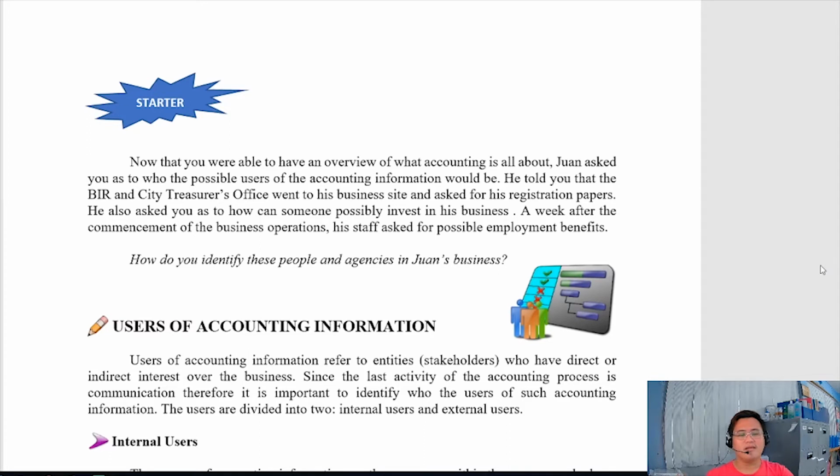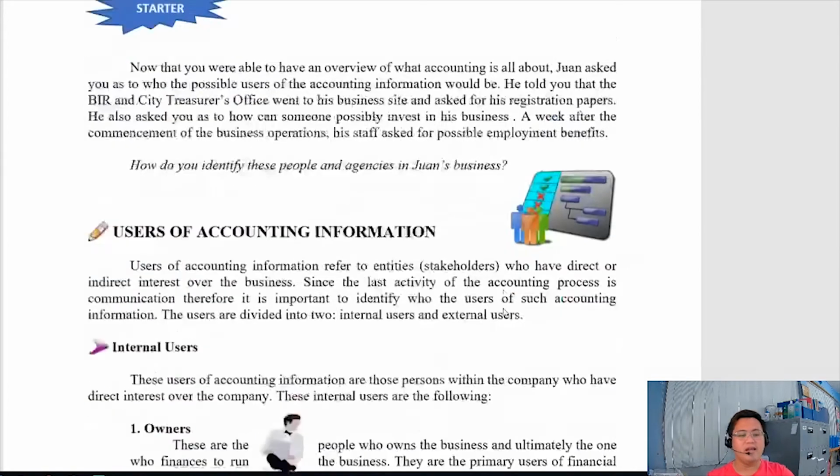So of course, you would try to ask, who are these people? Are these people interested in one's business? Are these governmental agencies or private organizations interested in one's business? Users of accounting information refer to entities or stakeholders who have direct or indirect interest over the business. Since the last activity of the accounting process is communication, it is important to identify who the users of such accounting information are. The users are divided into two, internal and external.